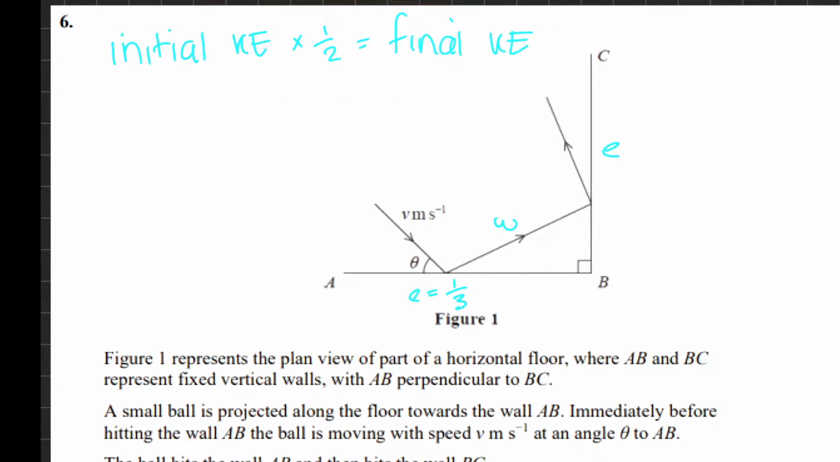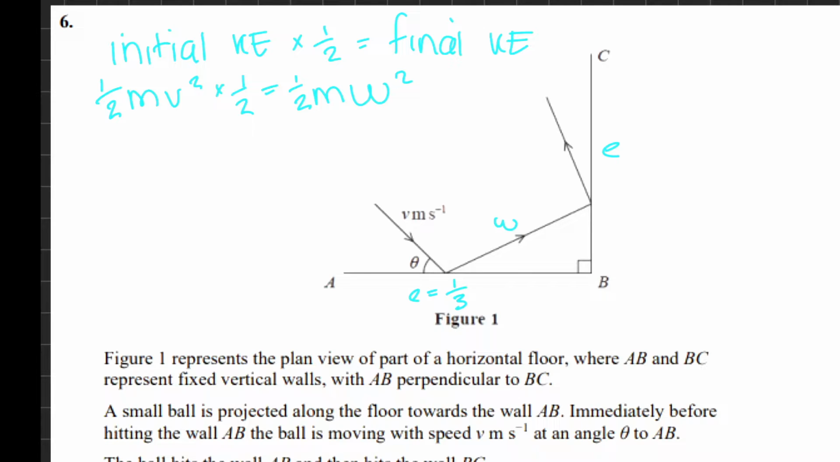Okay, so let's turn that into an equation. A half times the mass of the ball, which we don't know, so we're just going to call it m because it's going to cancel out, times the initial velocity squared times a half, because it loses a half, is equal to a half times the mass times the final velocity squared, like so.